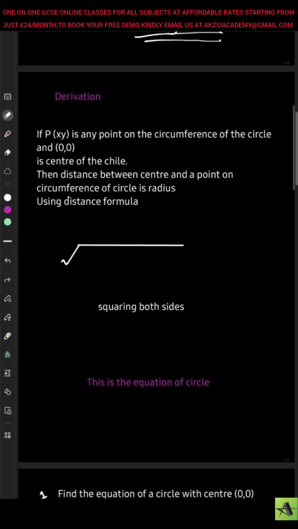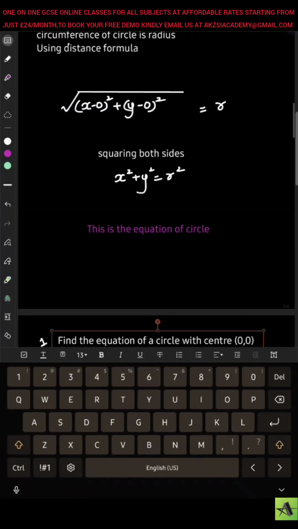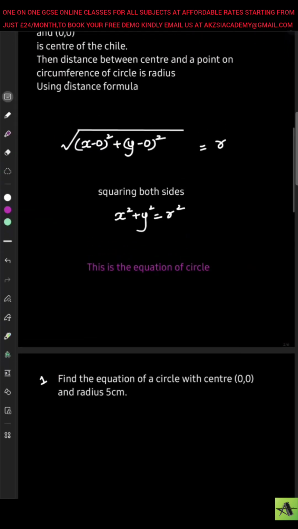So I can write that the radius equals root of x minus 0 whole squared plus y minus 0 whole squared. If I square both sides, I'll get x squared plus y squared equals r squared, and that's the equation, and hence we have derived this one.